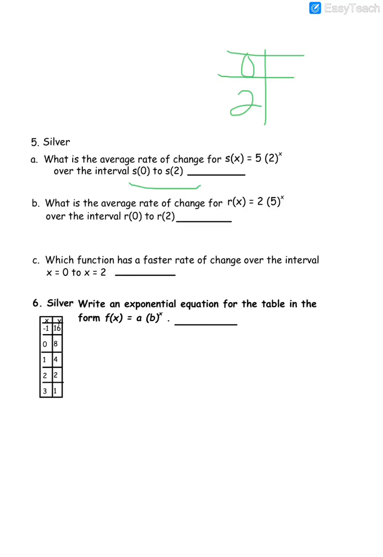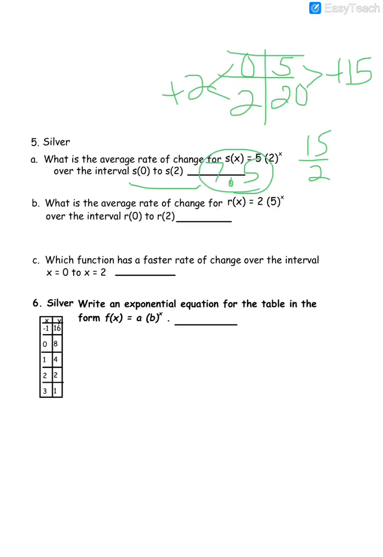So for 0, I got 5, and at 2, I got 20. Hopefully you're getting the same as me. It's going up by 2, up by 15, and if I did 15 over 2, I would get 7.5 as my average rate of change. What is the average rate of change for r of x?